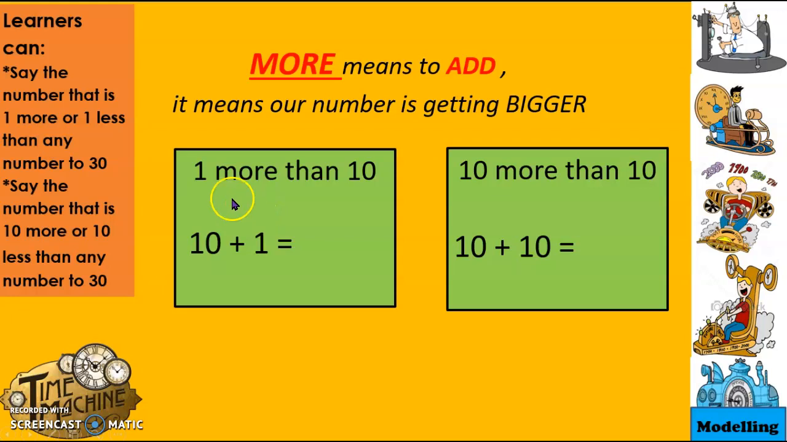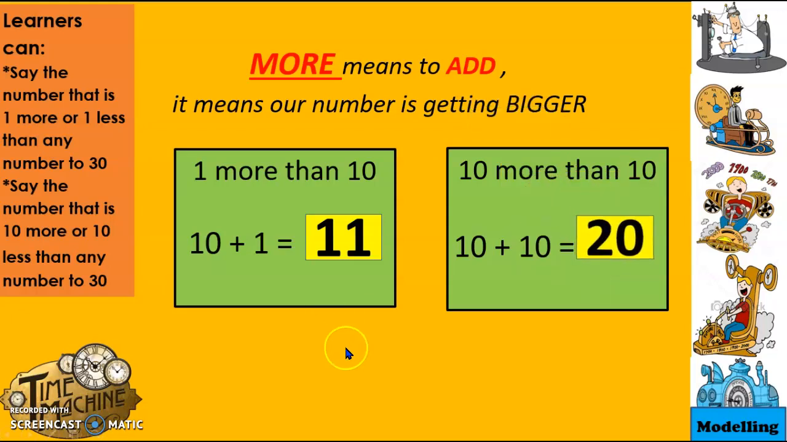More means to add. It means our number is getting bigger. In this box, I have 1 more than 10. It means 1 will be added into 10. To write correctly, 10 plus 1. What do you think is the answer? Good, it's 11. I have here 10 more than 10. It means 10 will be added into 10. To write correctly, we have 10 plus 10 is equals to?